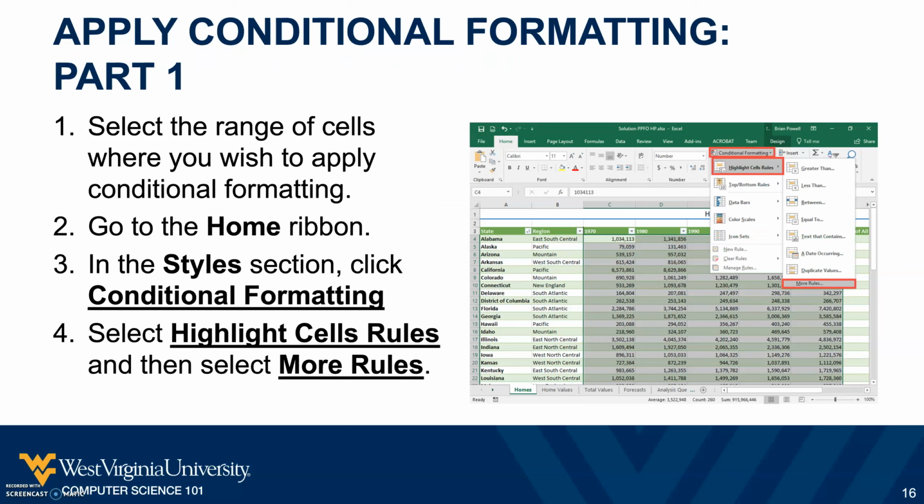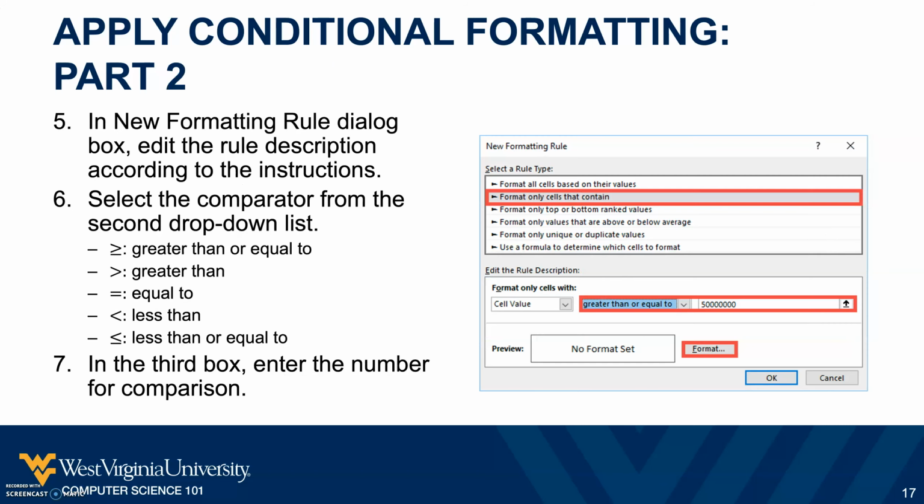You select the range of cells, you go to the Home tab, and in the Styles section you can click Conditional Formatting. You select Highlight Cell Rules and More Rules, and then you put the formula in. Now, when we go over the actual participation in class, I'm going to show you a couple of tricks.